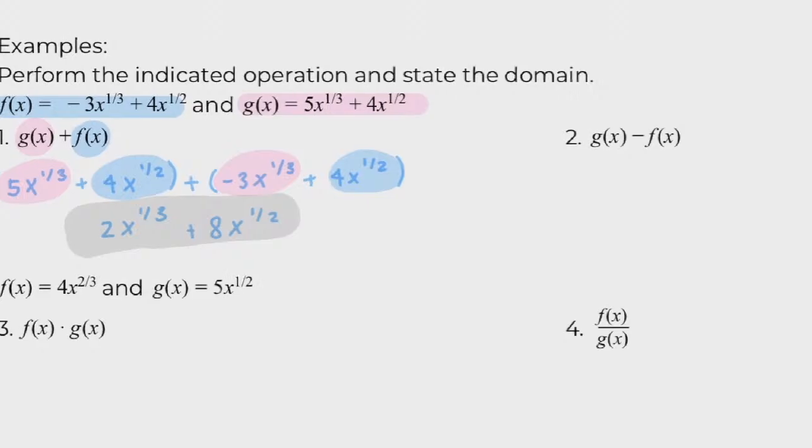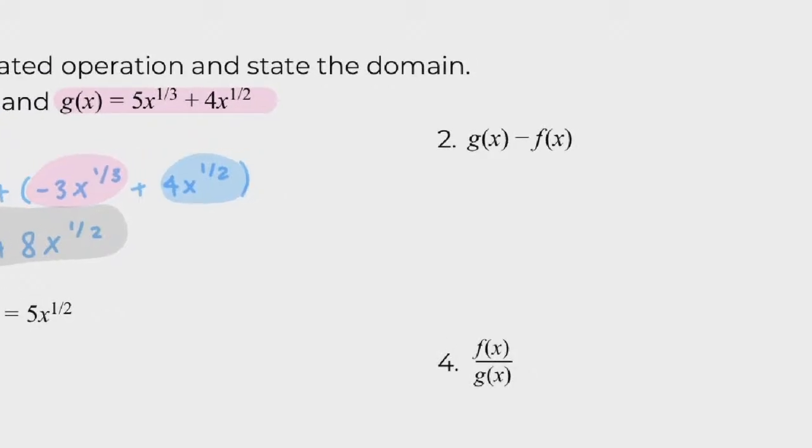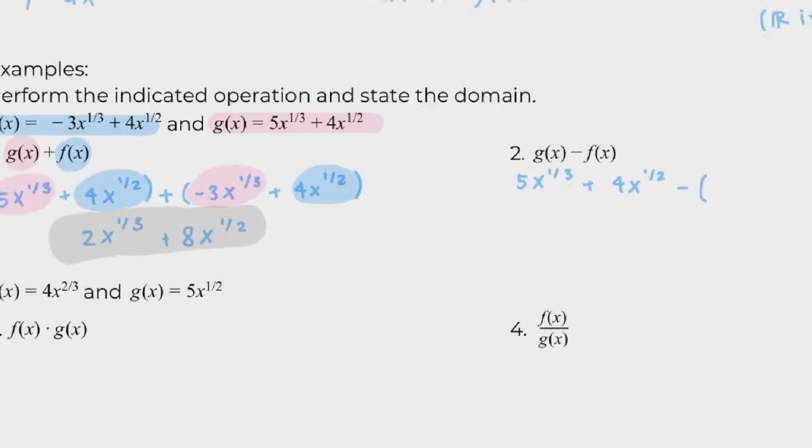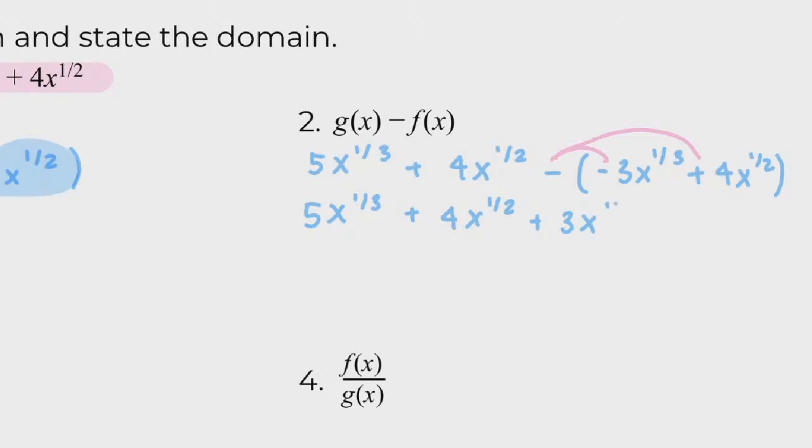Number 2, we have g of x minus f of x. So this would be 5x to the 1/3 plus 4x to the 1/2 minus f of x, which is negative 3x to the 1/3 plus 4x to the 1/2. So first we'll want to distribute this negative sign. So we get 5x to the 1/3 plus 4x to the 1/2 plus 3x to the 1/3 minus 4x to the 1/2.